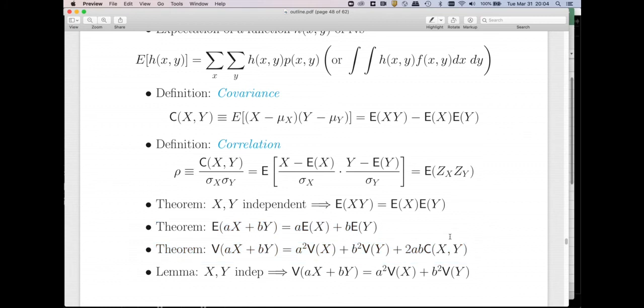I want to mention one lemma. So the lemma is, whenever x and y are independent, so if I have 2 independent random variables, then I can just distribute this variance sign across the terms, and I don't have to worry about the covariance, because that covariance, remember, we determined was 0. So that's going to be a very useful result to us, because often we're going to have independent random variables.